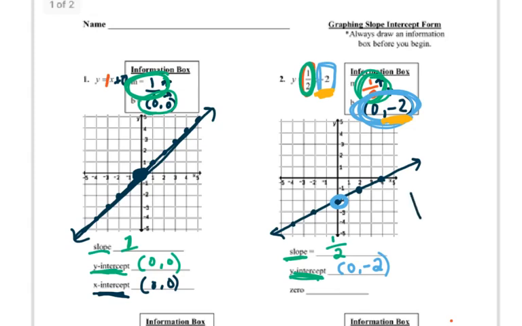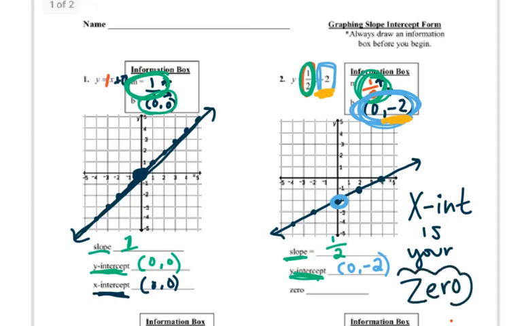So now, very, very important. On the side of this graph, I want you to write: your x-intercept is your 0. Very important word in Algebra 1, in Algebra 2, in Pre-Cal, for the rest of your life, is this word 0. What you need to know is that a 0 is where your graph crosses the x-axis. So my x-intercept is the same exact word as a 0.